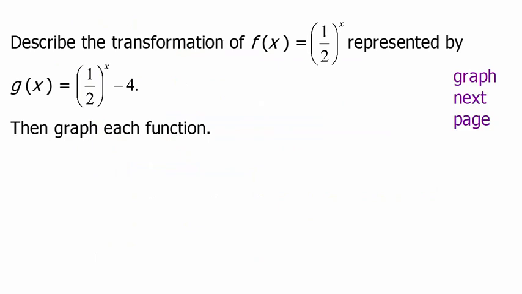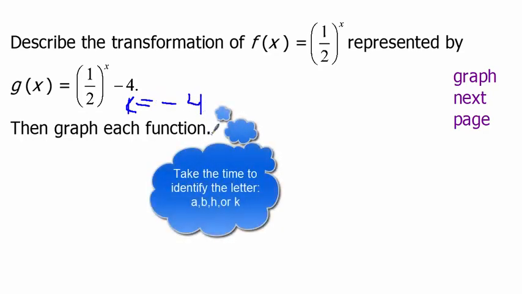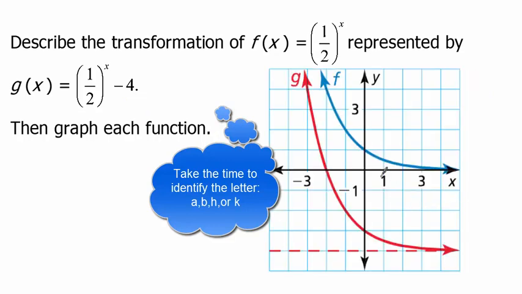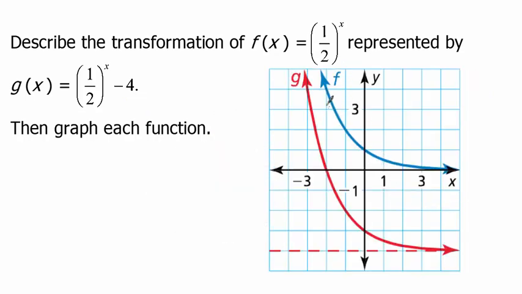So if we take a look at this, what we want to do is look at what the changes are. So I have this, it hasn't changed. The only thing is this -4. That is my K. So if K is -4, that tells me shift down 4. And that's exactly what this does. Even though the graph is curved, there's 4 right here. Any place that I look along the graph, it's 4 units down exactly.